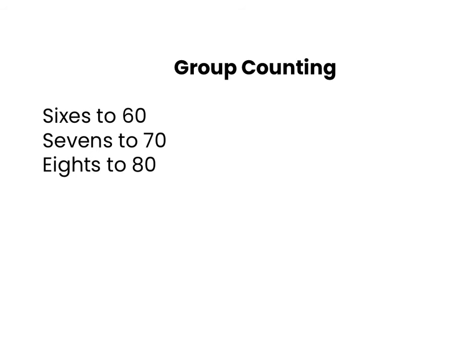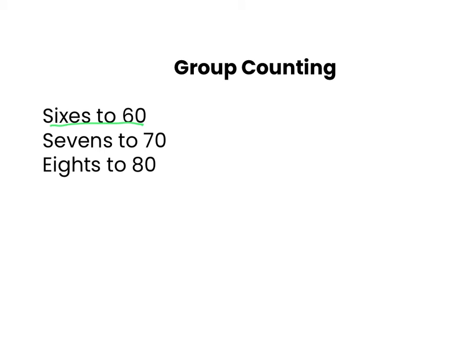The last thing we're going to do is practice that group counting and skip counting up to 60 and then back down from 60 by 6s. So let's start there with 6s to 60. Here we go. 6, 12, 18, 24, 30, 36, 42, 48, 54, 60.